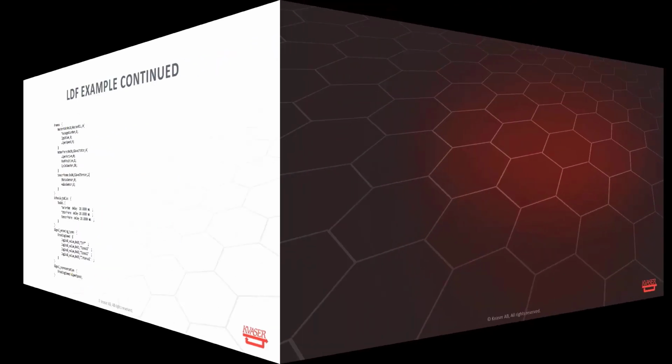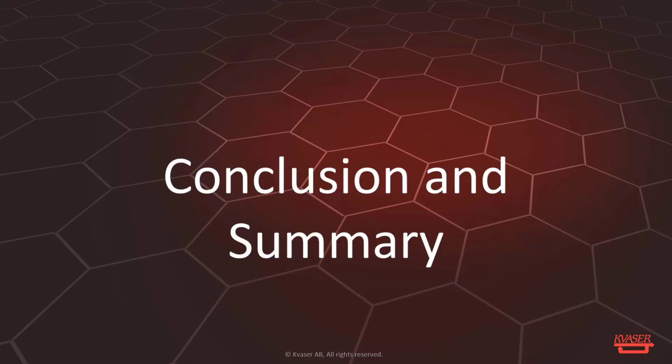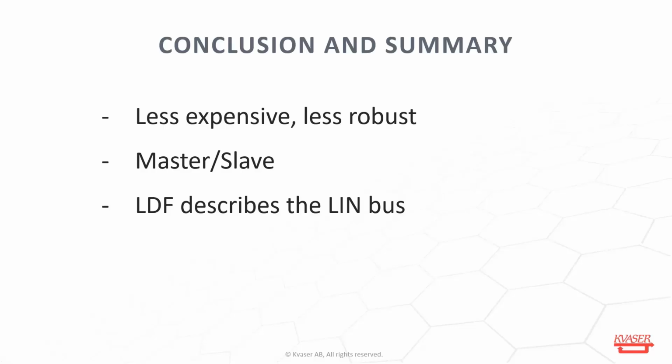So now that we've talked about the physical layer, the data layer, and the application layer, I just want to give a quick summary on everything that we've just talked about. LIN, it's less expensive but less robust. If you don't need the bells and whistles, why pay for it? LIN works. It may not be the fastest. It may not be able to send the largest chunks of data, but it does its job. And it does it pretty well.